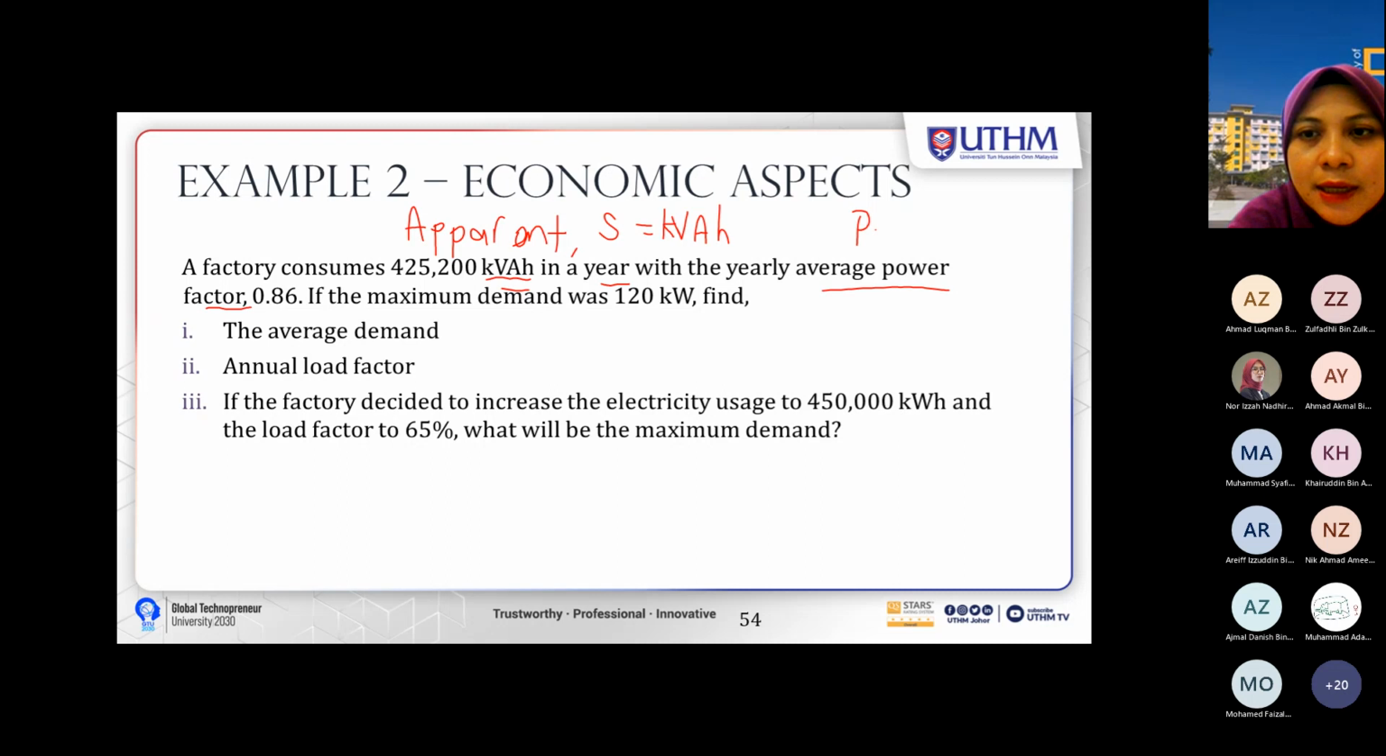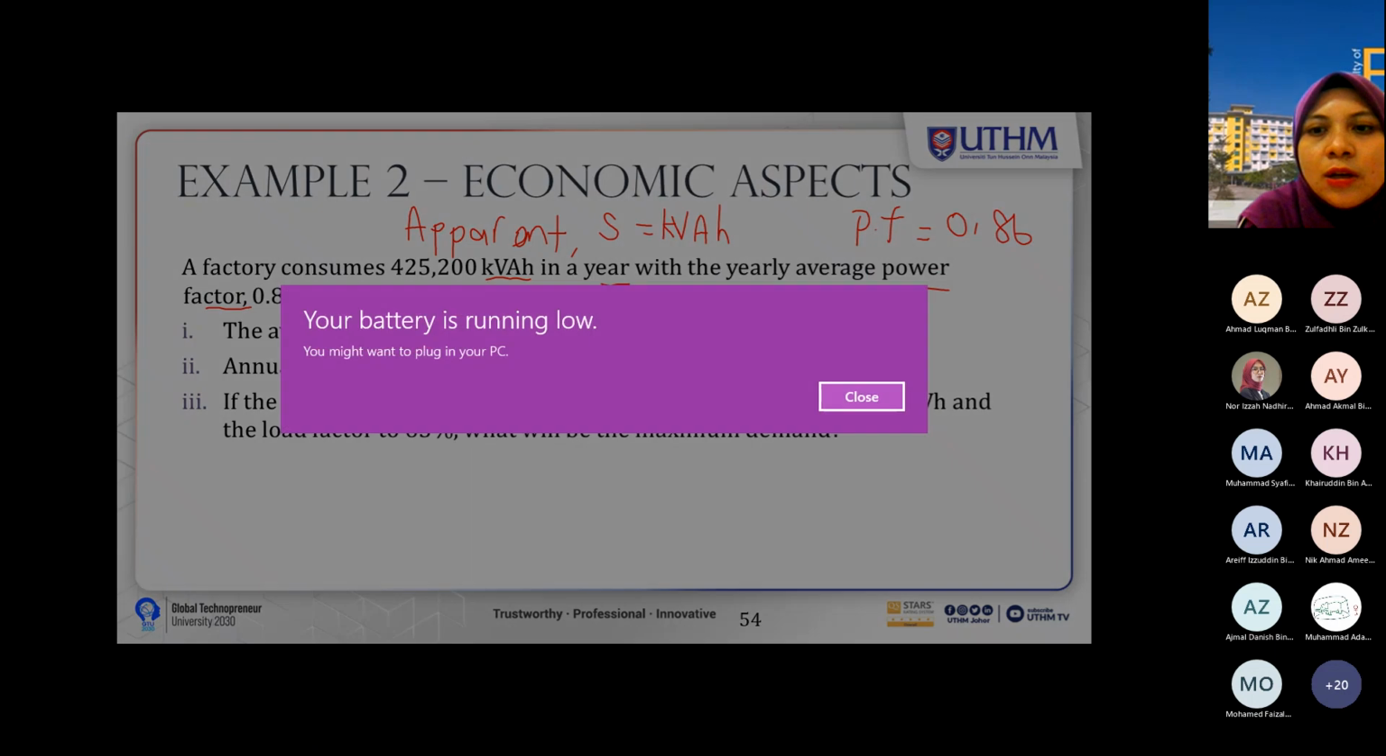Power factor dia dah bagi sama dengan 0.86. If the maximum demand was 120 kilowatt, ini dia punya maximum demand dibagi. You have to find what is the average demand. And then you kena cari what is the annual load factor. And then third is if the factory decided to increase the electricity usage to 450 kilowatt.